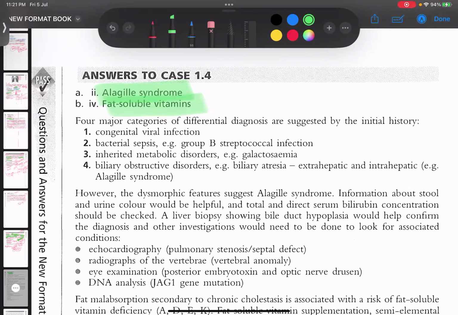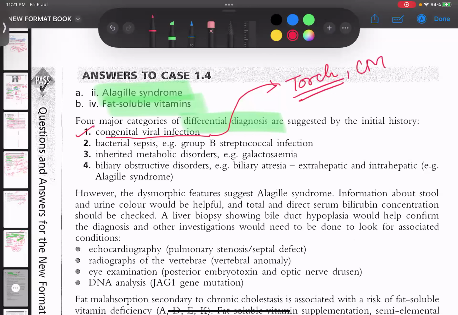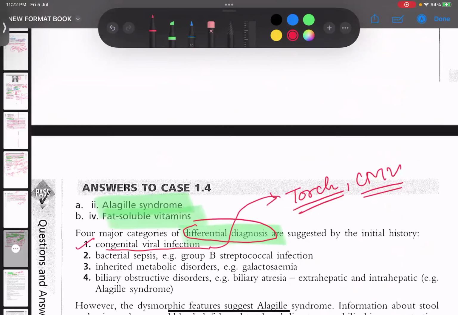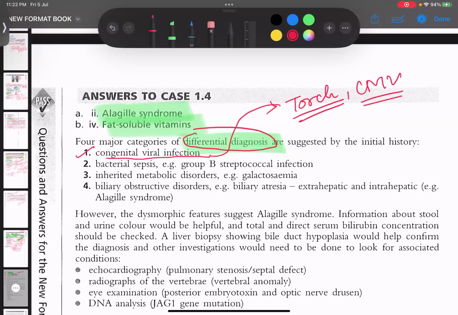Four major categories of differential diagnosis are suggested by the history. They are congenital viral infection. So what congenital viral infection are we thinking about? TORCH, right? CMV mainly, because of the jaundice. They are giving a differential because this child had a history of influenza-like illness 2 weeks before being born. After that, the child comes to us with jaundice. We can consider CMV, but she did not present with jaundice immediately after birth, so that is a point against CMV.